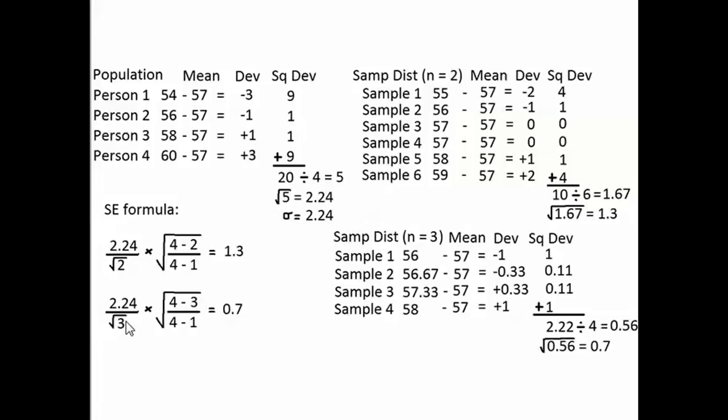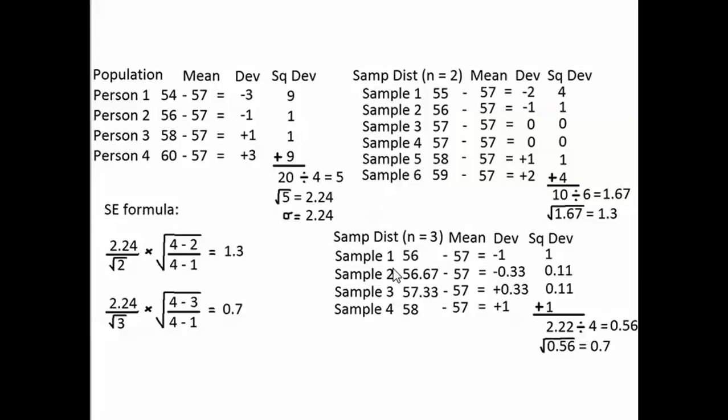And then I would go through all of this work over again, and then I would end up getting 0.7 as my answer. I would get the same answer that I would have had if I had gone through all of this other work and found the standard error using this longer method.